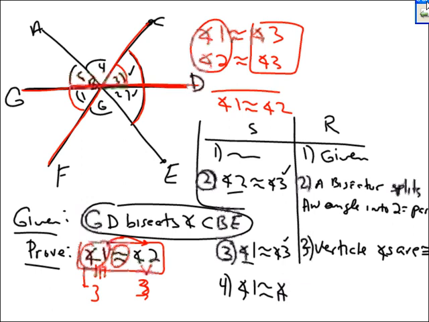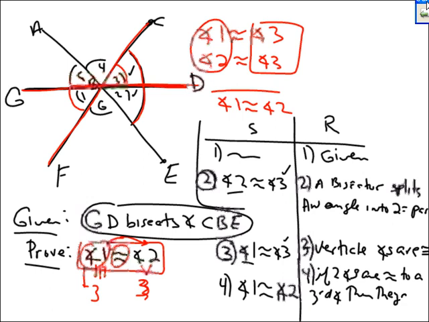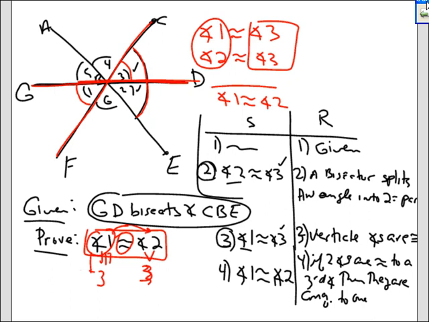If two angles are congruent to a third angle, then they are congruent to one another. That finishes that problem. In fact, that finishes the section. Good luck with it.